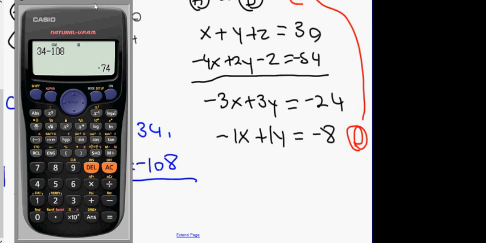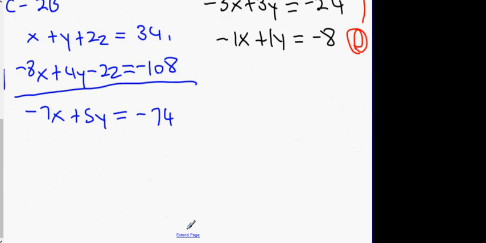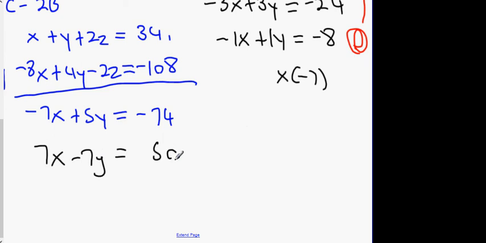Good. Alright, minus 74. Okay, so now we have our 2 equations. What we're going to do next is multiply this one by, I suppose, minus 7. So what we're going to get is plus 7x minus 7y. Minus 7 by minus 8 is plus 56.